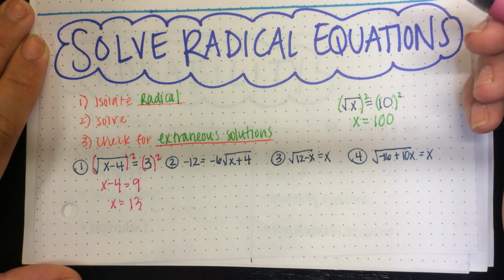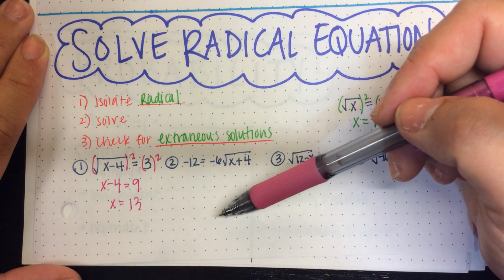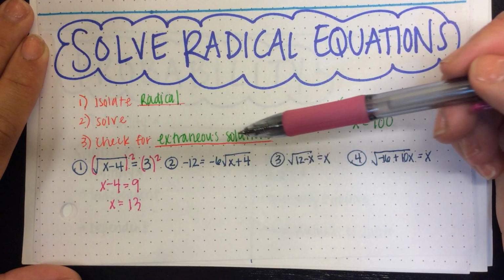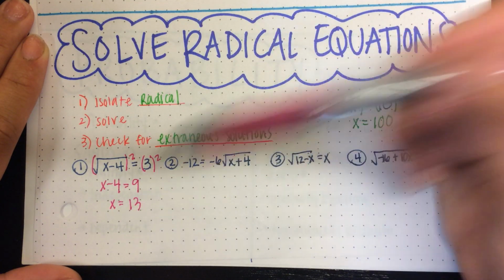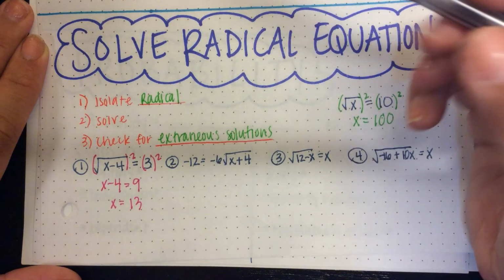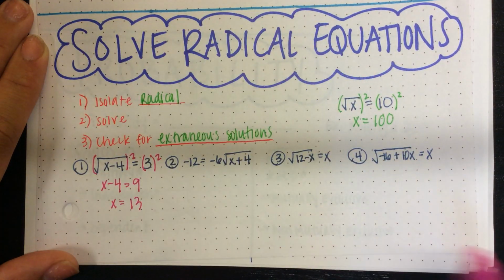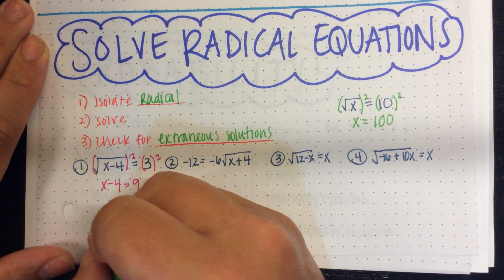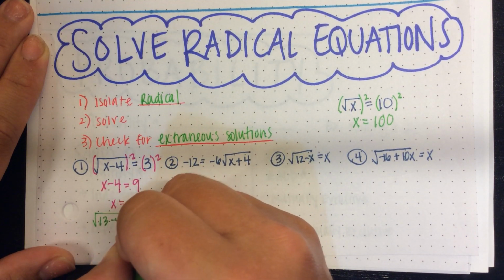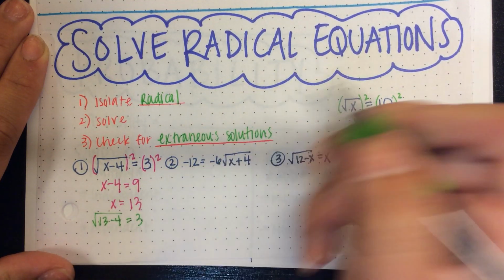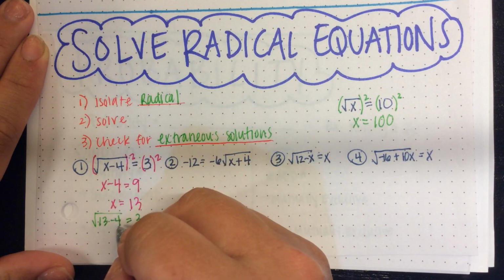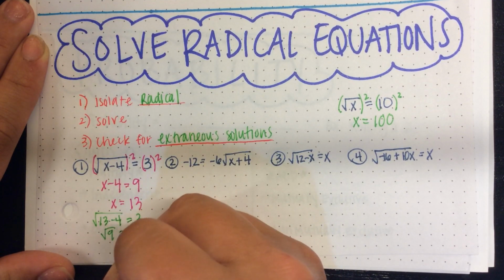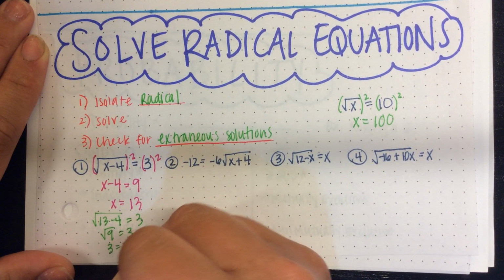To check for extraneous solutions, these are solutions that show up algebraically but not graphically, right? So to check, all we do is plug back in, which we should be doing anyway so that we can check our work. So if I plug in 13, we have 13 minus 4 should equal 3. 13 minus 4 is 9. And then the square root of 9 is 3. So we get the right answer.